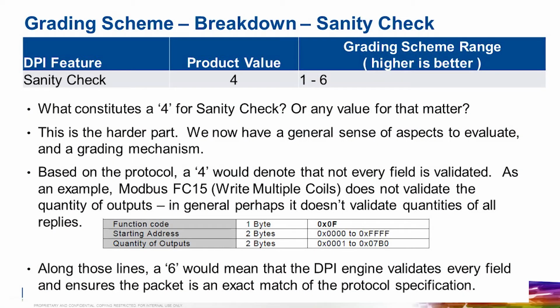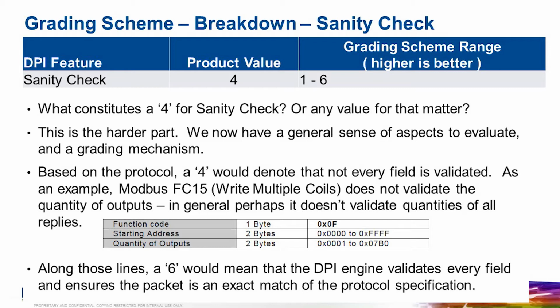So how did I come to these values? What really constitutes a 4 for sanity checking, or really any value for that matter? This is the harder part, because it's a bit subjective. For me, and how we've implemented things, well, heck, I'm going to do everything, right? It's 1,000 pages of a spec. I have to cover it, otherwise how do I claim that I actually cover the protocol? You can't. So in this case, for sanity checking, a 6 would be you cover everything completely.